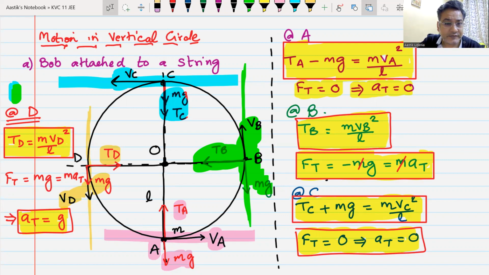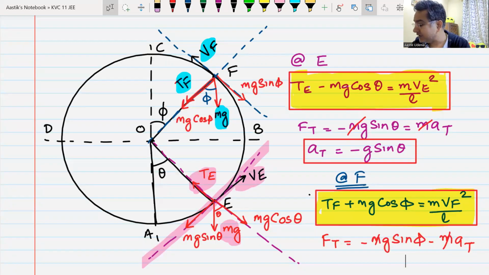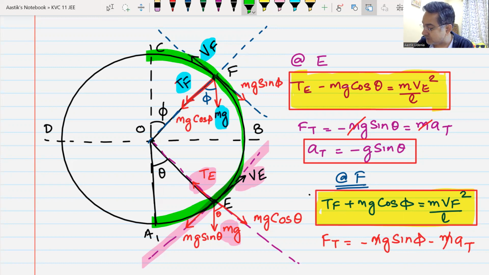I'll write it here only. If you look at this green half of the circle, from A to C, what happens to the tension from A to C? At which point is the tension highest and at which point is the tension lowest?